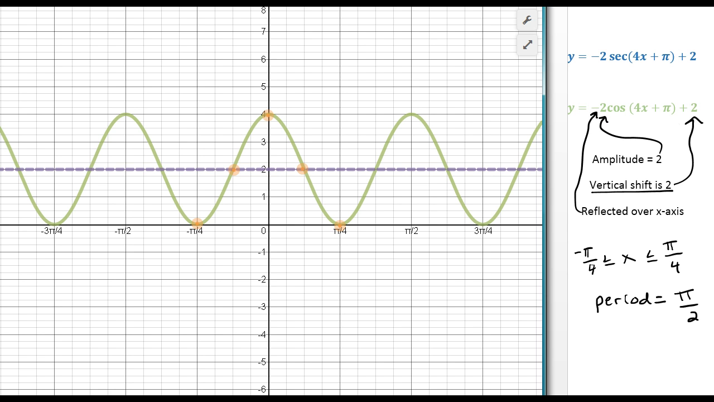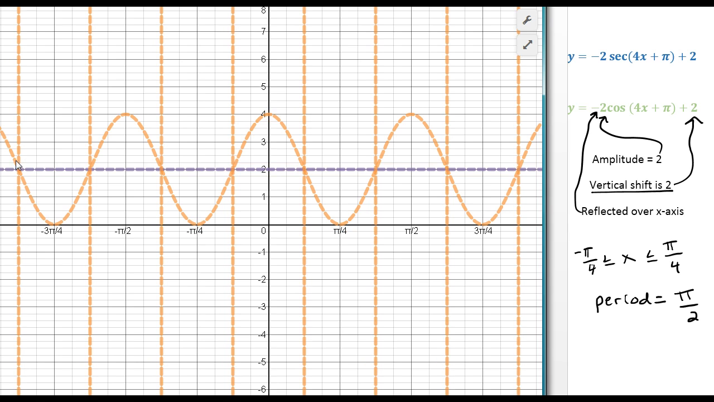Now, I'm going to make that dotted, and I'm going to make it orange, because it actually doesn't count as my secant graph. Now, if you notice, every place that my graph crosses the oscillating line for secant, I'm going to need to put an asymptote there. Okay, here you see I've put asymptotes every place where my graph crosses the oscillating line. They do not go where it crosses the x-axis because my entire graph has been shifted up.